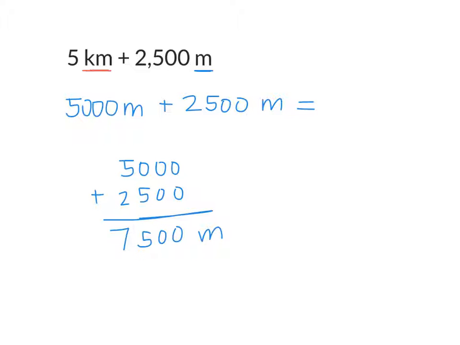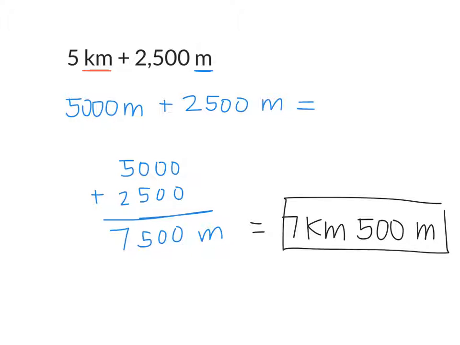Meters. So you could write 7,500 meters, but that's not all the way simplified because we know that 7,000 of those meters is equal to 7 kilometers. So you could write this as 7 kilometers, 500 meters. That's the most simplified, I guess you could say. Okay, but honestly, are those both equal to each other? Yeah. So either one is fine. Okay.